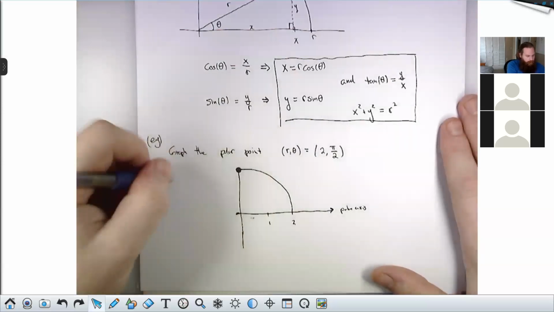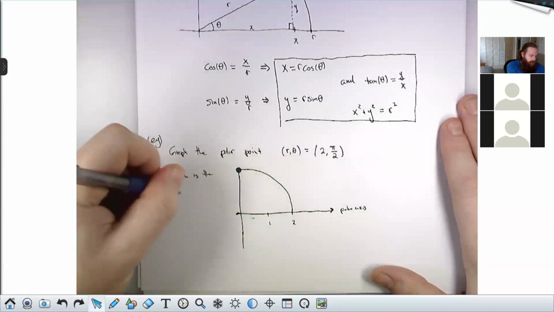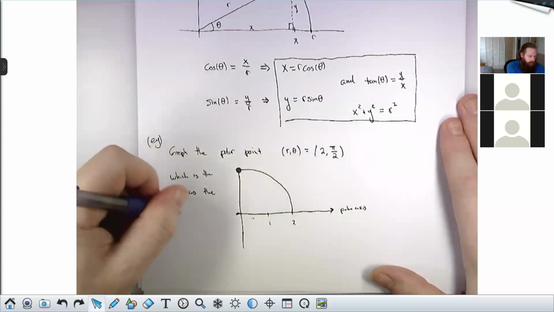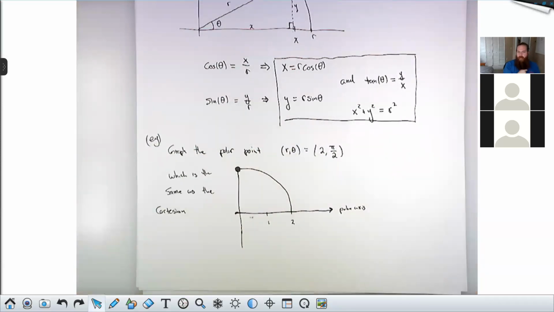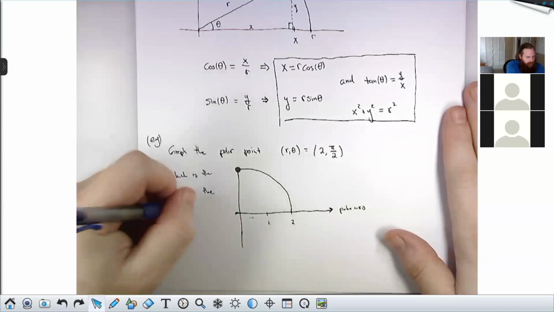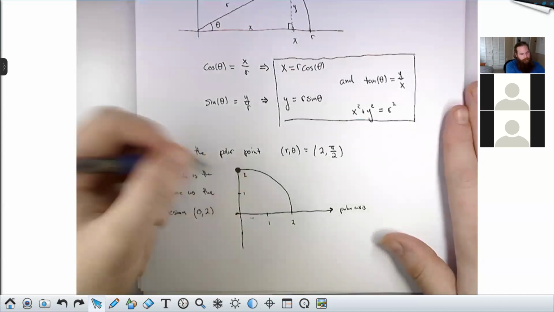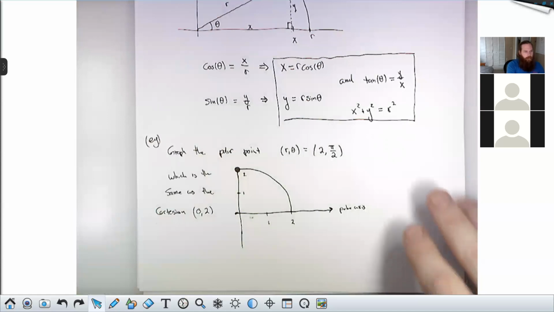The point is just this point. So the Cartesian coordinates, this is the same as the Cartesian. It's named after René Descartes, the I think therefore I am guy, also the first guy to do any analytic geometry, first guy to think about the plane as x's comma y's. Same as the Cartesian point, 0 comma 2. Let's practice a little bit more.